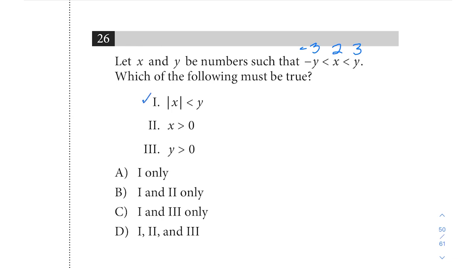So let's see how that works for these Roman numerals. If x is 2, you have absolute value of 2 is less than 3, and that's true for that one. And then x is greater than 0. Well, that's true. And then y is greater than 0. Well, that's true with what we picked. So all of these work. Does that mean our answer choice is D?